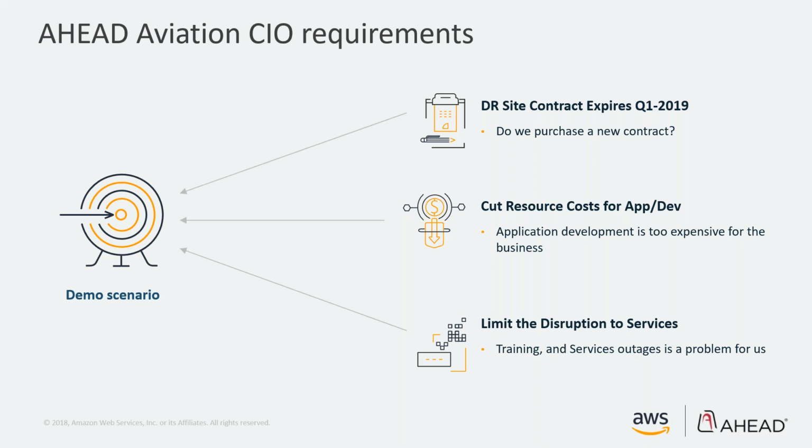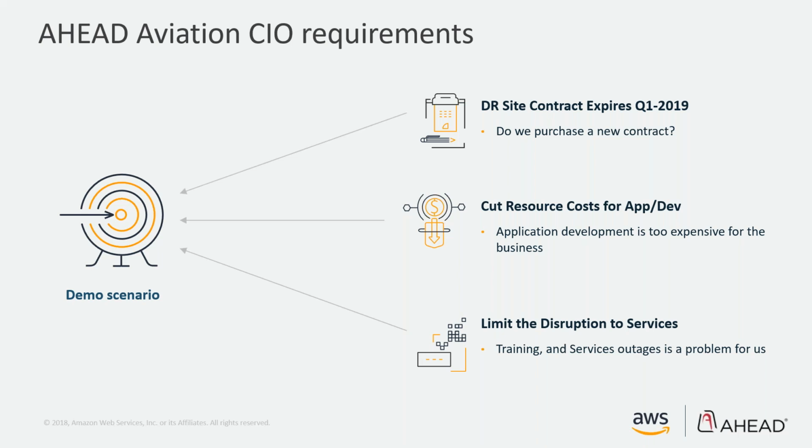Also, the CIO wants to cut resource costs for application development. So typically, application developers have a bunch of servers on-prem, and you have to pay for those whether they're being used or not. If an application needs additional resources, you have to have them there waiting and ready to be used. And when you're not doing any development, they're sitting there just eating up money.